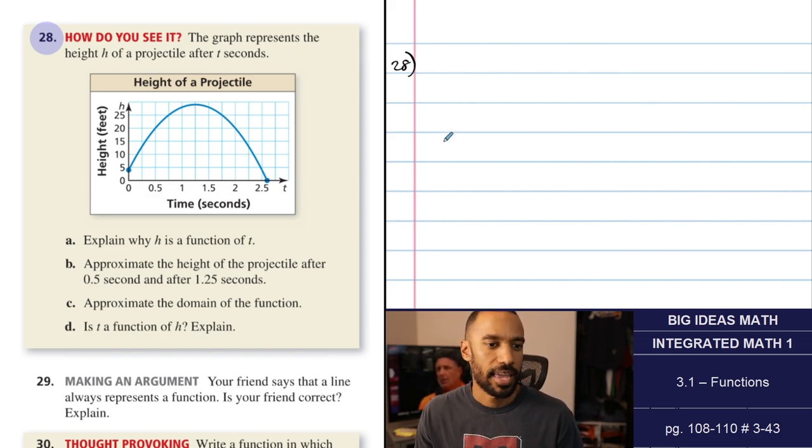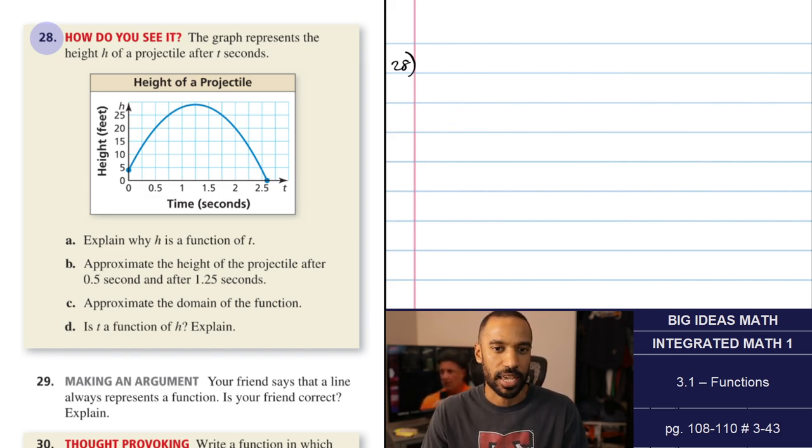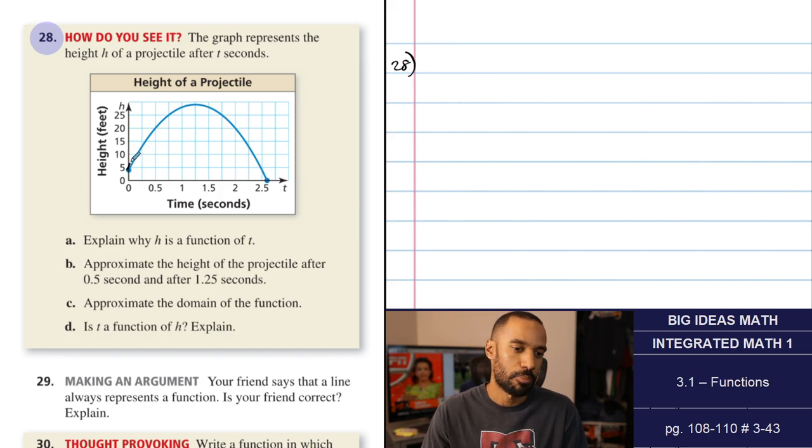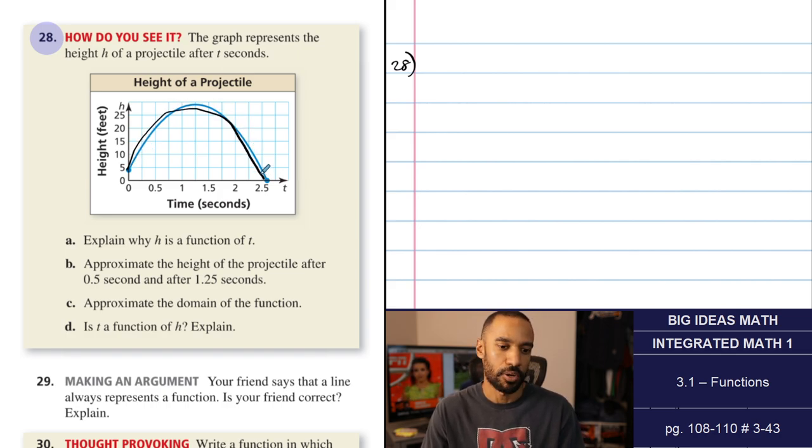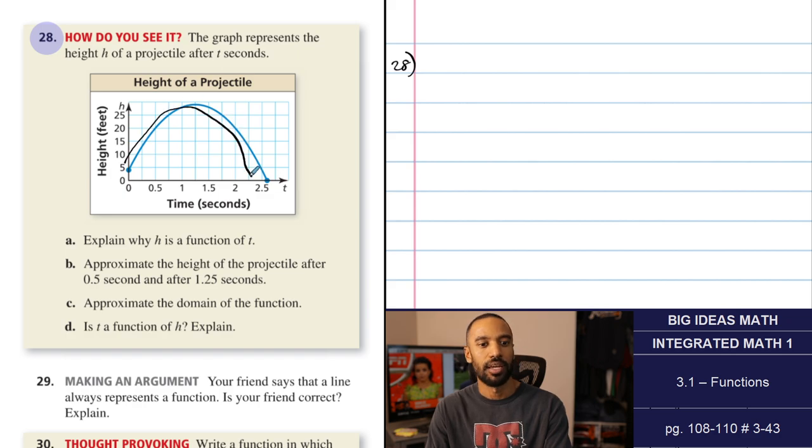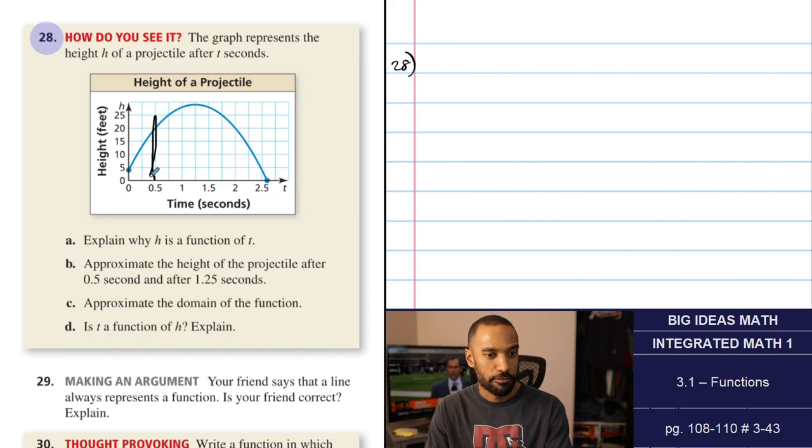The graph represents the height h of a projectile after t seconds. Now, this might be your first time seeing a graph like this, so I'm going to let you know. You might see a projectile go pew, and you're thinking, oh man, look how far that thing went. Okay, this is height, so this is how far it went up and down, right? Look how high up, look how high down it went. But guys, it might have gone straight up and down. No, Mr. Robinson, look, it went this way. No, it didn't. This is time.